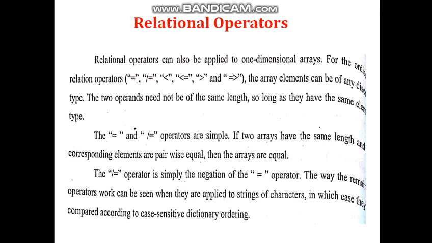Alternatively, if both A and B have non-zero length, then A is less than B if A1 is less than B1, or if A1 is equal to B1 and the rest of A is less than the rest of B. In the remaining case, where A has non-zero length and B has length 0, A less than B is false. Comparison using the other relational operators is performed analogously.